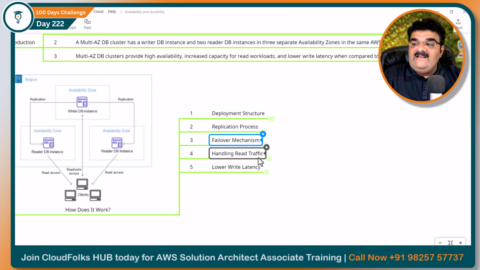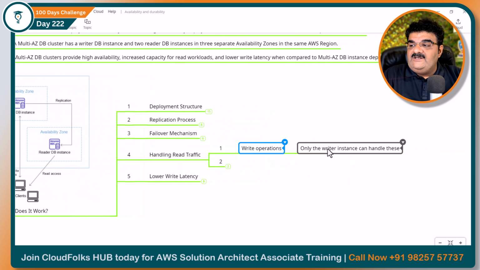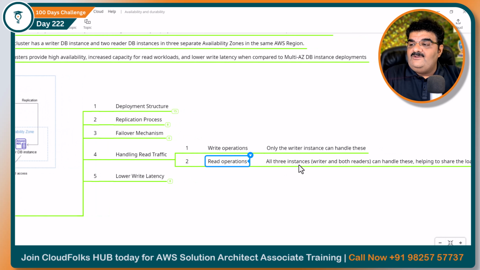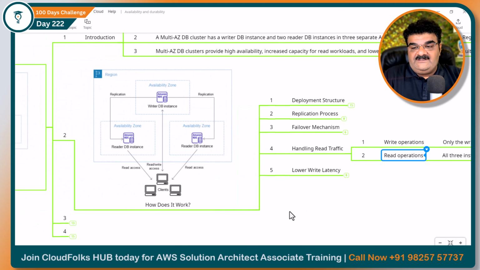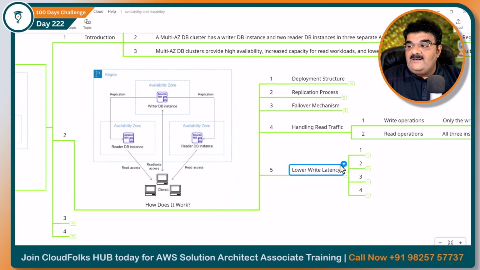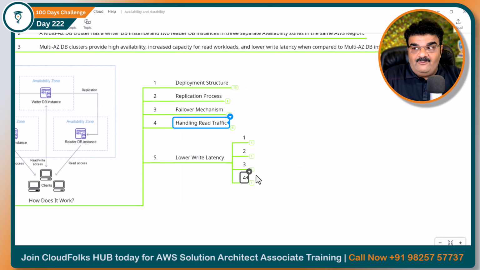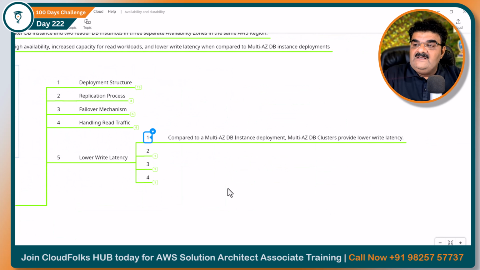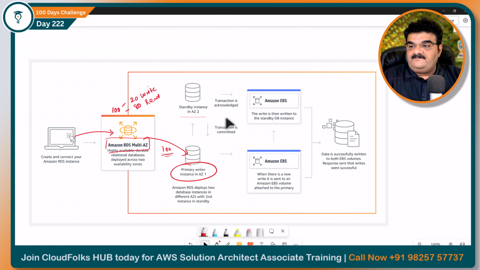Now, handling read traffic. As you know, write operations can only be handled by the writer instance, and for read operations, all 3 instances can handle them, helping to make the system faster. Now, lower write latency. Now, this point is really very important. I want you to understand, guys, please. Compared to multi-AZ instance deployment, compared to this one, it is multi-AZ.